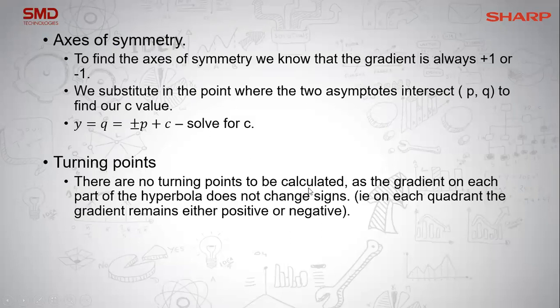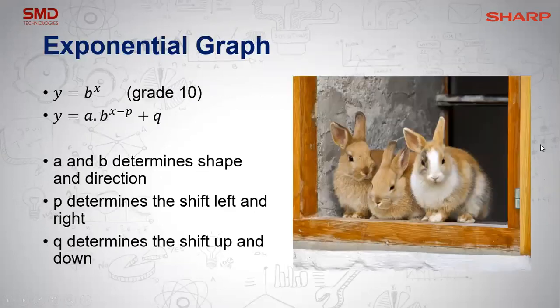All right, fantastic. And then of course you have no turning points because your gradient doesn't actually change on the hyperbola. It might feel like it, but it's actually just getting steeper and steeper. So that is why it doesn't have a turning point.